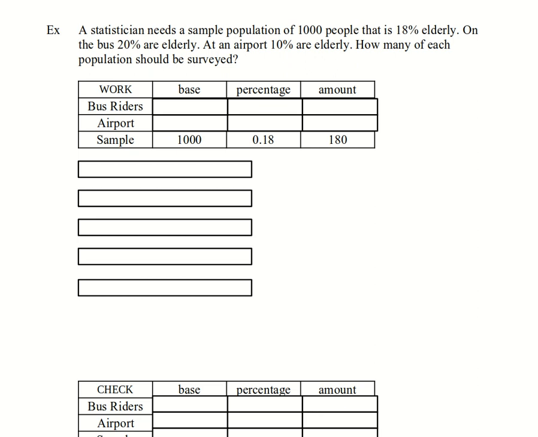The bus, 20% of folks are elderly, so we're going to put in that percentage. There's 20% in the bus riders row in the percentage column. At the airport, 10% are elderly, so again a percentage in the percentage column, but now in the airport row. And just like you'd expect, that mixture, that 18%, is between 10% and 20%. And then it says how many of each should be surveyed. And at this point we see that we need variables because we don't know how many bus riders or how many folks at the airport are surveyed, just that the sum is 1,000. So you can do this with two variables, and I'm perfectly fine with that.